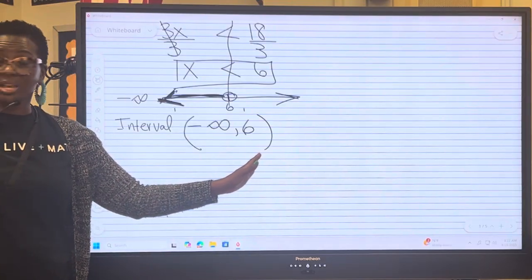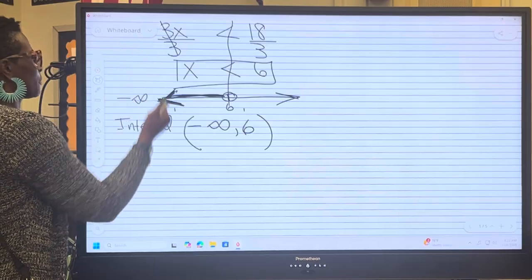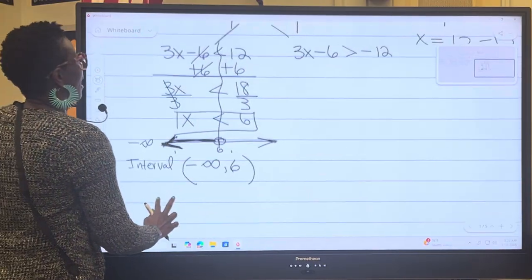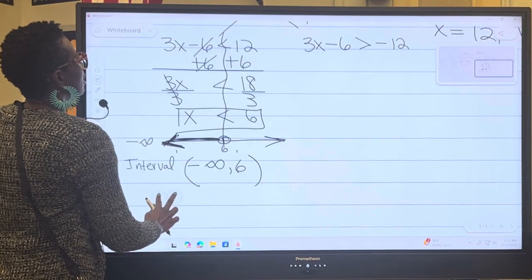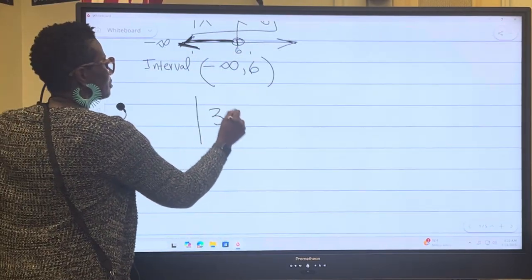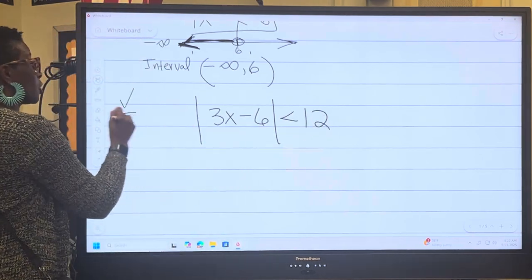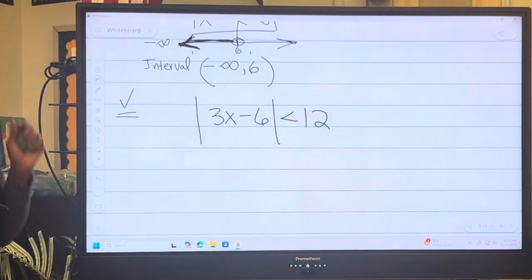Does that make sense? All right, so let's check it. Give me a number. What's an easy number we can just plug in? 5. All right, so let's do a 5. So we got the absolute value of 3x minus 6 is less than 12. What are we doing? We're checking. You all are doing what I'm doing. These are your notes for today, so let's go.